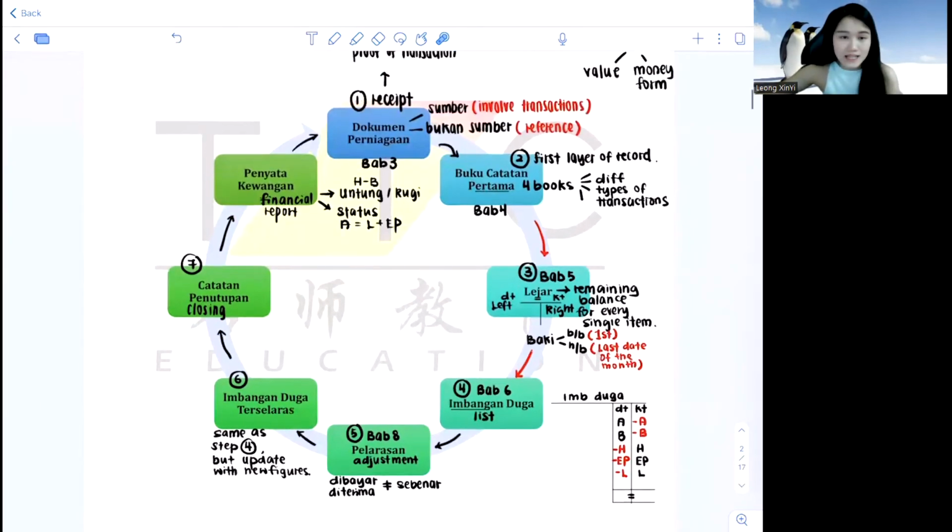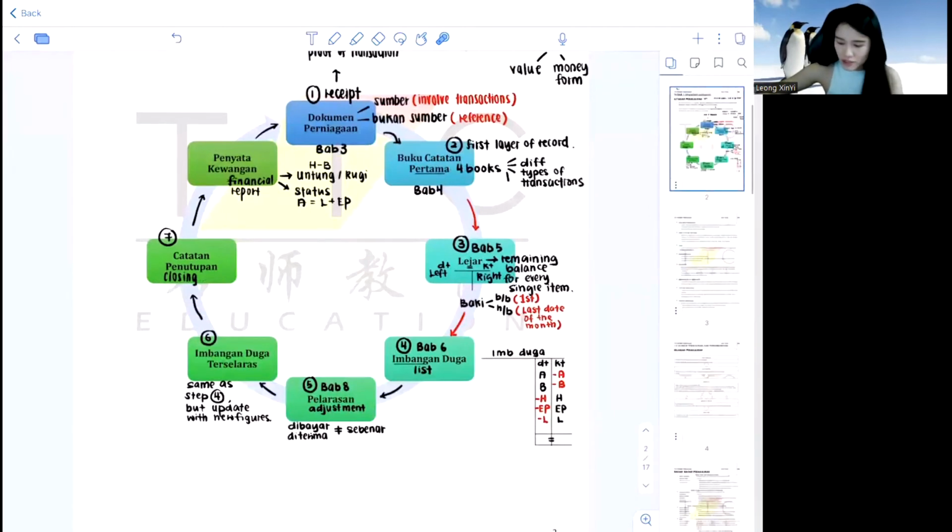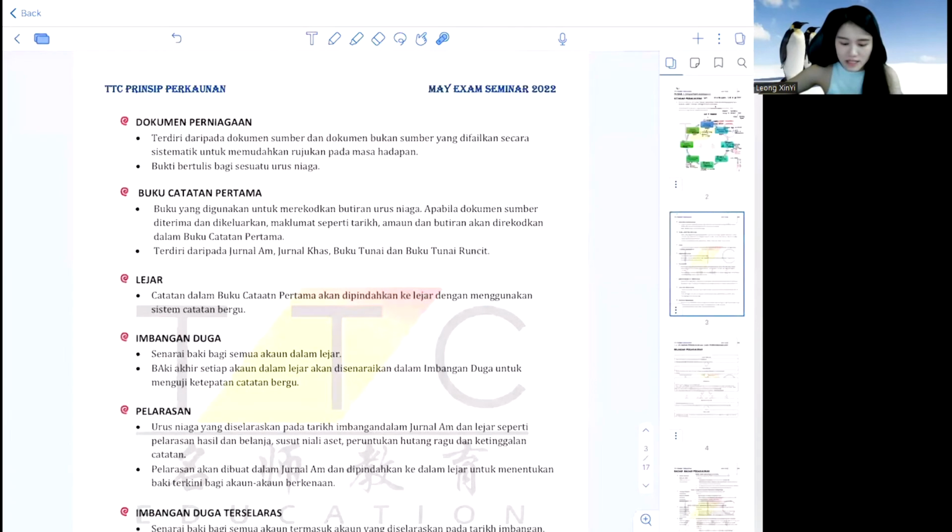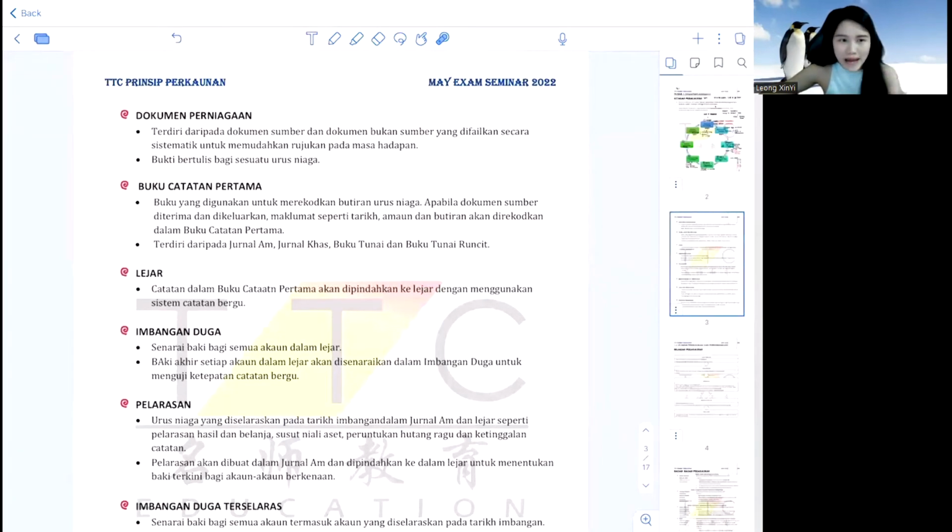Okay, so that's it for our kitaran P.Akaun. Come, let's move on to page number 3. Page 3 here, I'm not going to talk about it because I already explained it to you part by part in the kitaran perikanan. Just in case you forget what I said, you can always read back to page number 3.